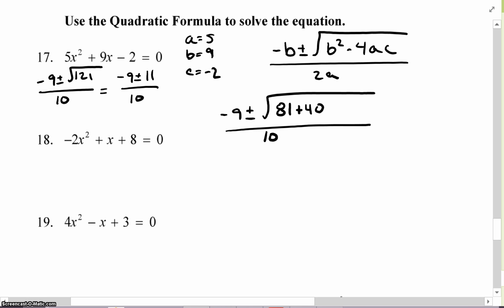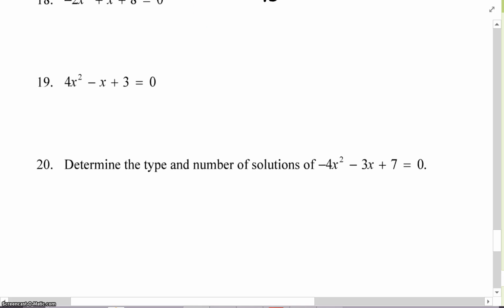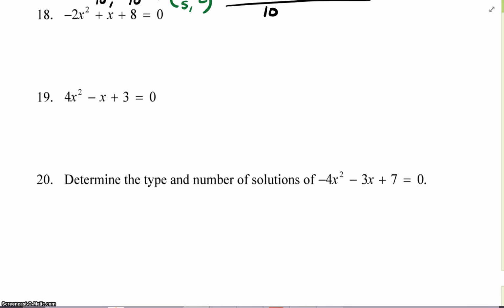So let's look at our answers. Negative 9 plus 11 is 2, so one of my answers is going to be 2 over 10. The other answer is going to be negative 9 minus 11, which would be negative 20 over 10. Can both of those be simplified? Absolutely. So my answers are now going to be 1/5 or negative 2. Again, make sure you get your units right. I'll do the next one a little bit more detail for you. All right, number 18. Here we go.